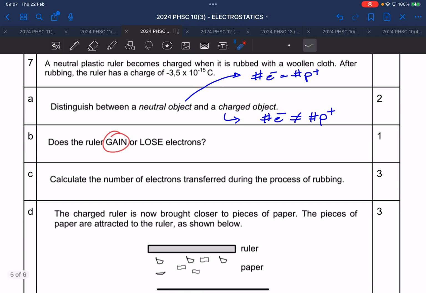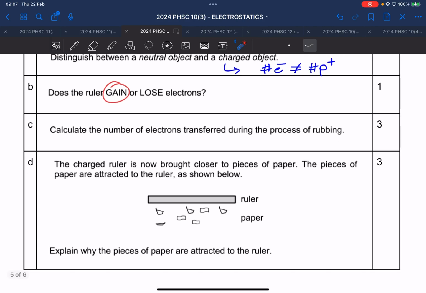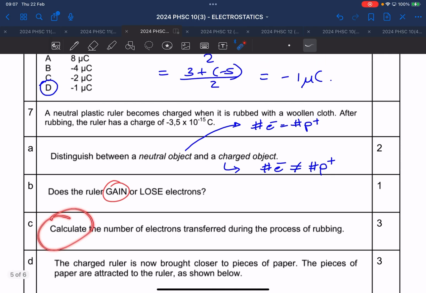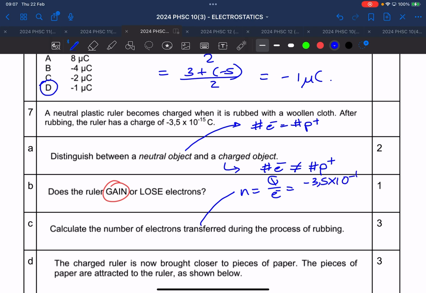Okay. Next one. Calculate the number of electrons transferred during the process. Calculate, 3 marks. Formula, substitute, answer. So the formula that you're going to use is N equals Q over E. The charge is negative 3.5 times 10 to the power negative 15. The charge of an electron is on your data sheet. And when you calculate that, what do you get?